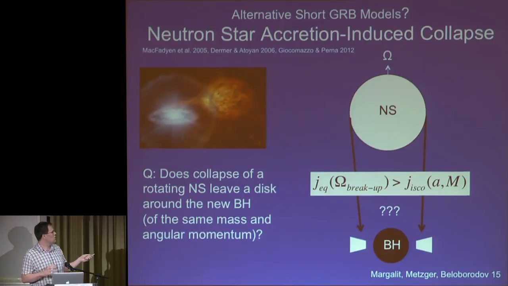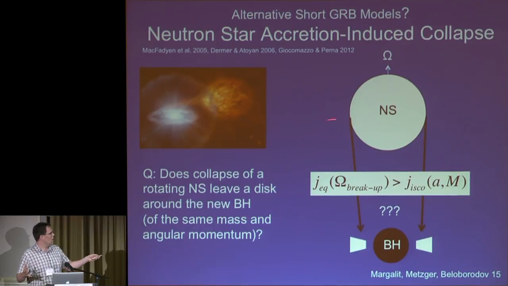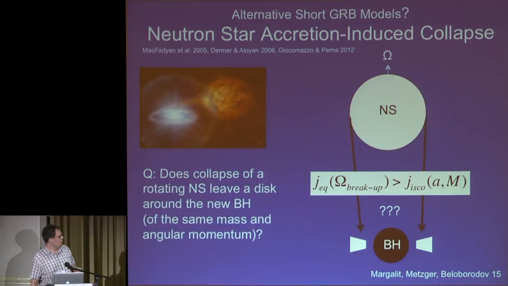And if the neutron star is rotating sufficiently rapidly, and if it's sufficiently large, when it collapses, you could imagine the outer parts of the neutron star forming a disk around the newly formed black hole. So with my student, Ben Margulet, we just wanted to address, is this possible? If I rotate a neutron star as fast as I can at breakup, and at the mass where it would collapse to a black hole, does the matter in the equatorial region have enough angular momentum to form an accretion disk around the black hole of the same spin and mass?